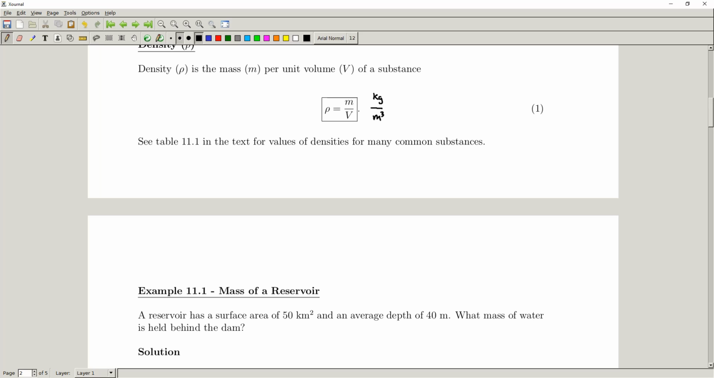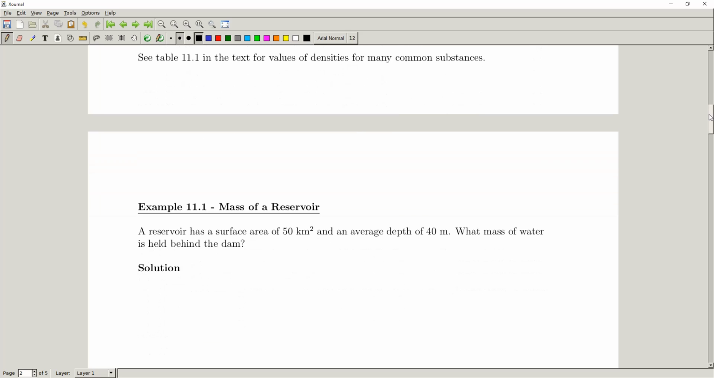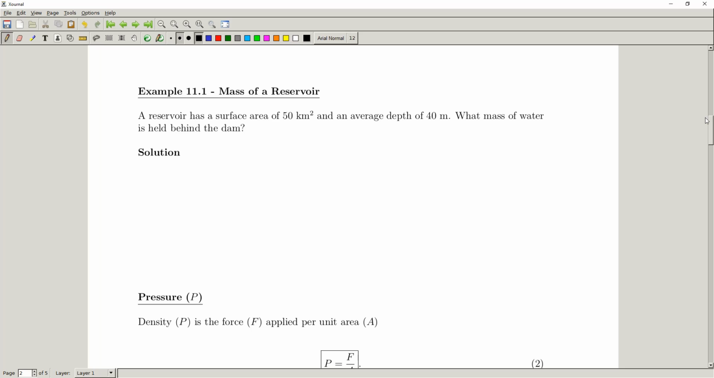Okay, so now let's move on. Let's take a look at this example. This is exactly the example they have in the text. We're looking at a reservoir that has a surface area. A reservoir is a large area where we store water. For example, a city would have water in a large reservoir. This reservoir has a surface area of 50 kilometers squared and an average depth of 40 meters, over the whole reservoir, right?